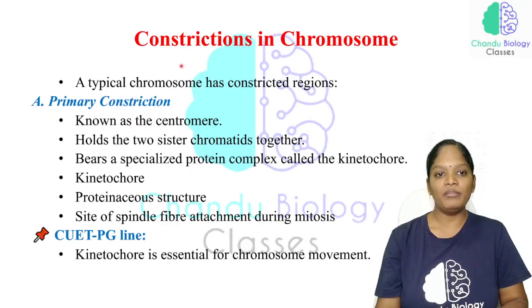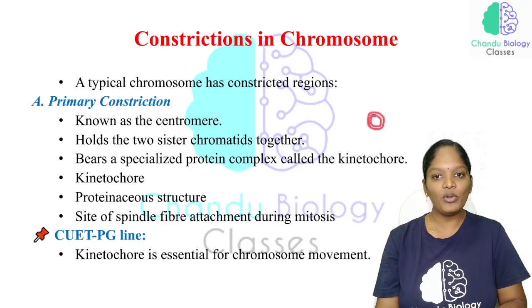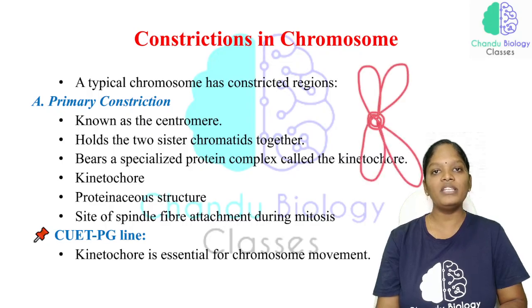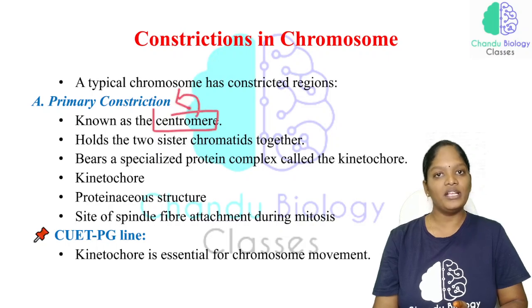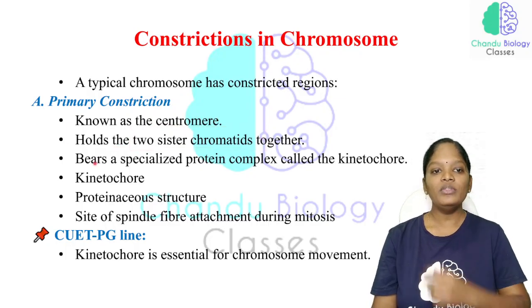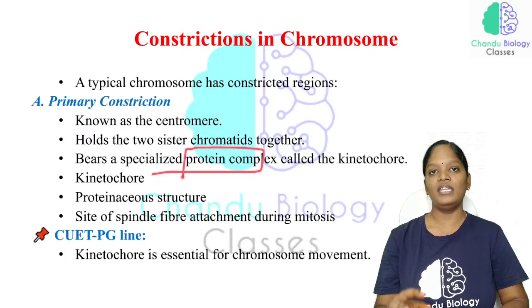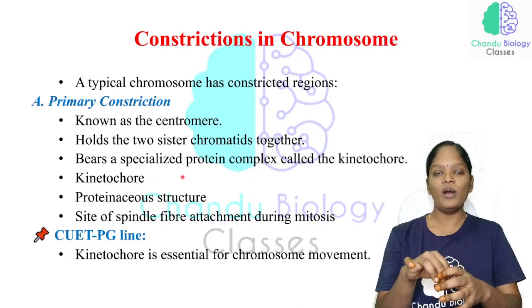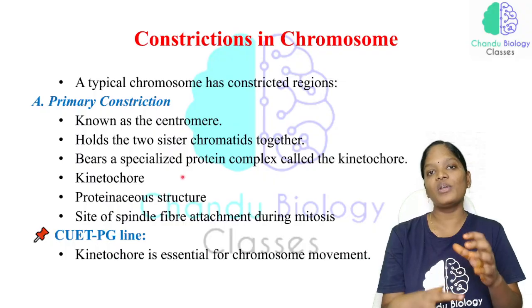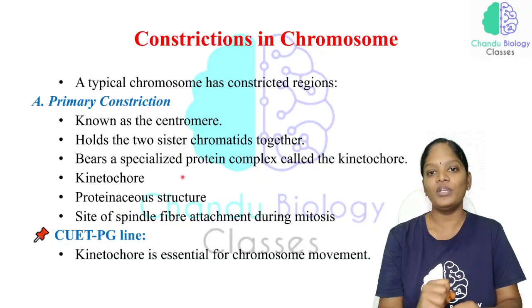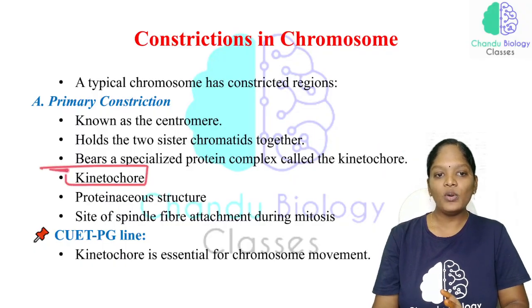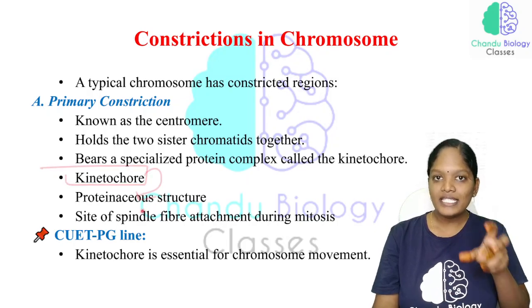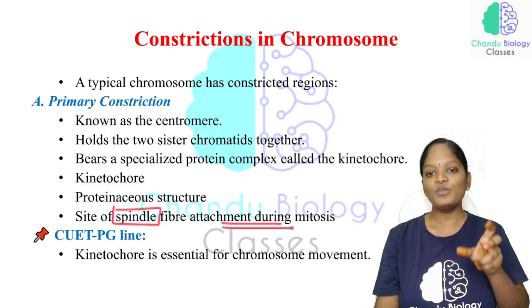So what is the primary constriction? We have studied that the center point is called the centromere, where the two sister chromatids are holding each other. That centromere is called the primary constriction. This is the one holding the two sister chromatids together. Now, this bears a specialized protein complex. All this protein complex together with the centromere, the protein complex is called the kinetochore. This kinetochore is proteinaceous in nature, and this is where the spindle fibers attach during mitosis.